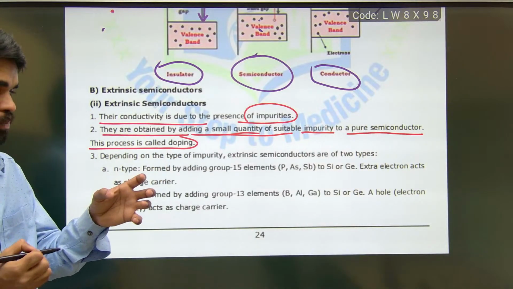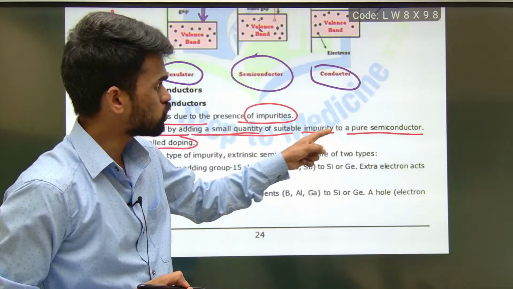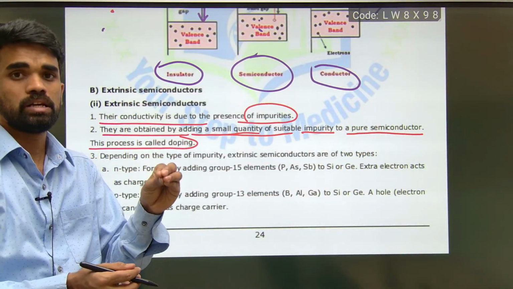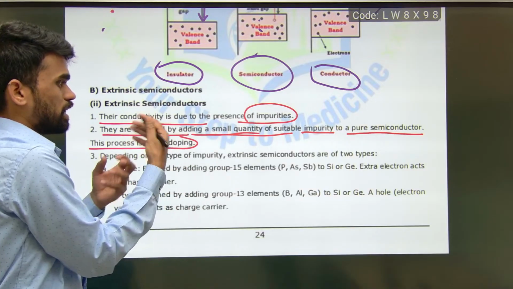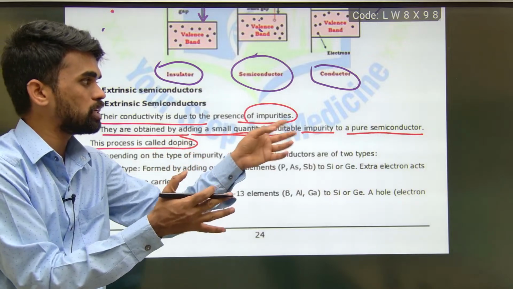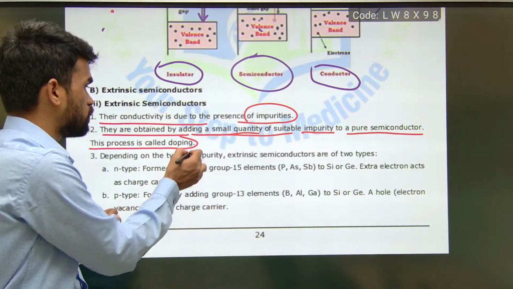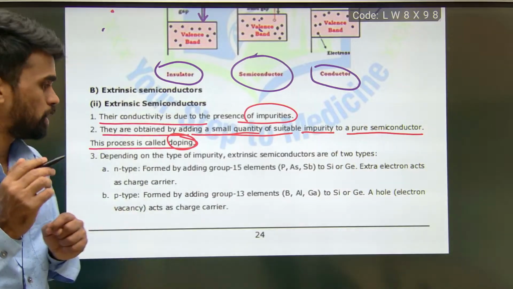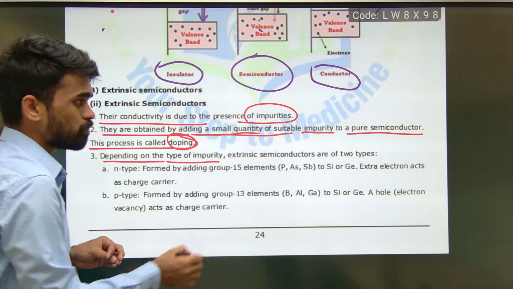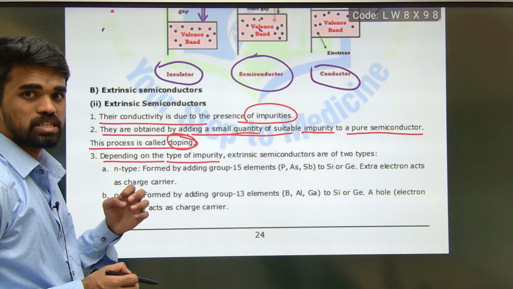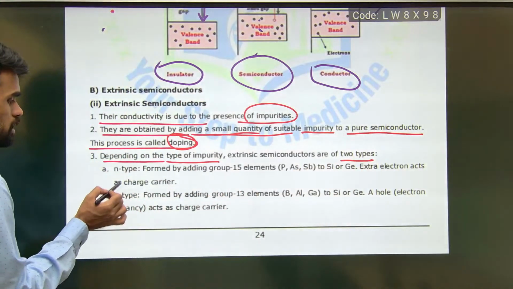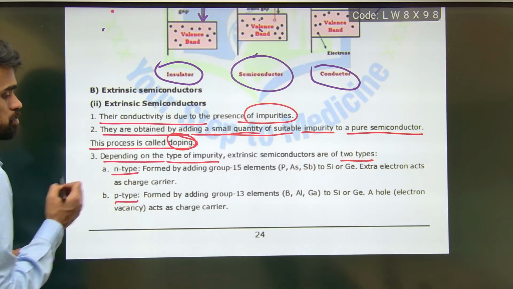So to the pure semiconductor we are adding some quantity of impurity, and due to that we get our extrinsic semiconductor. The process of adding an impurity to a pure substance is called doping. Depending upon the type of impurity we are adding, extrinsic semiconductors are again classified into two types: P type and N type semiconductors.